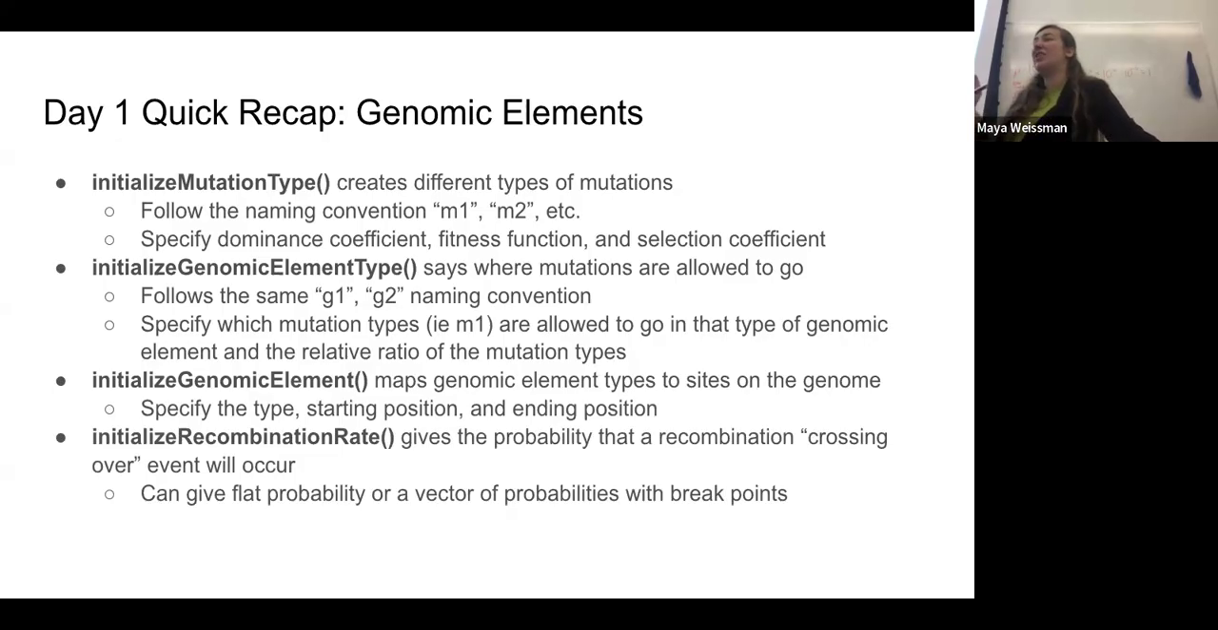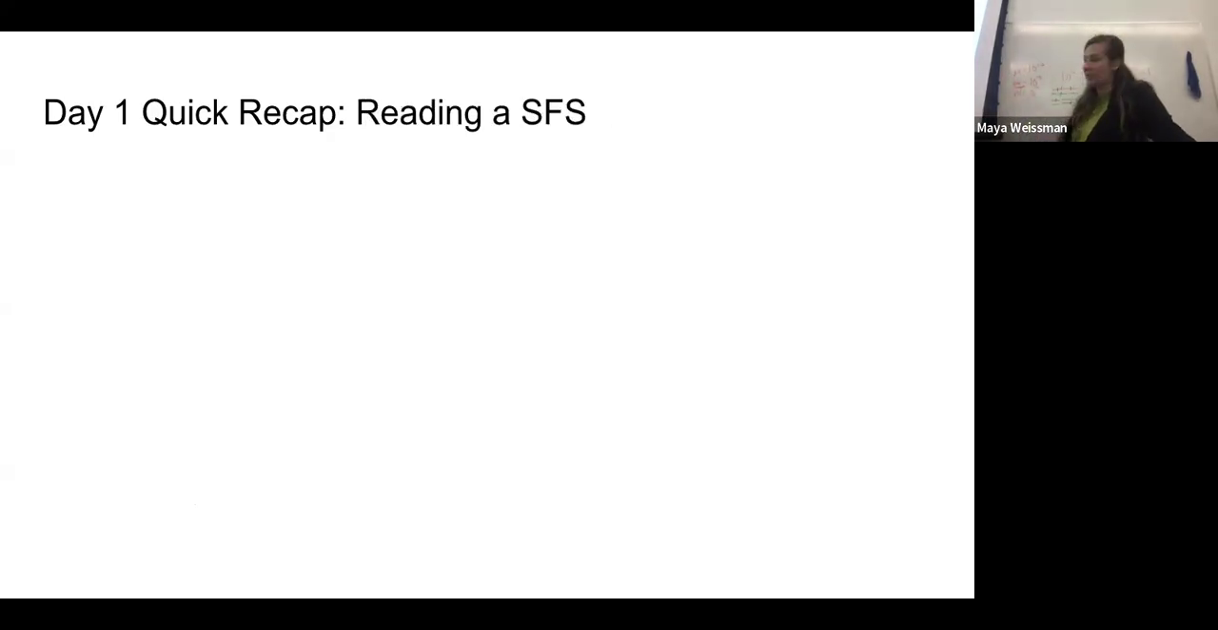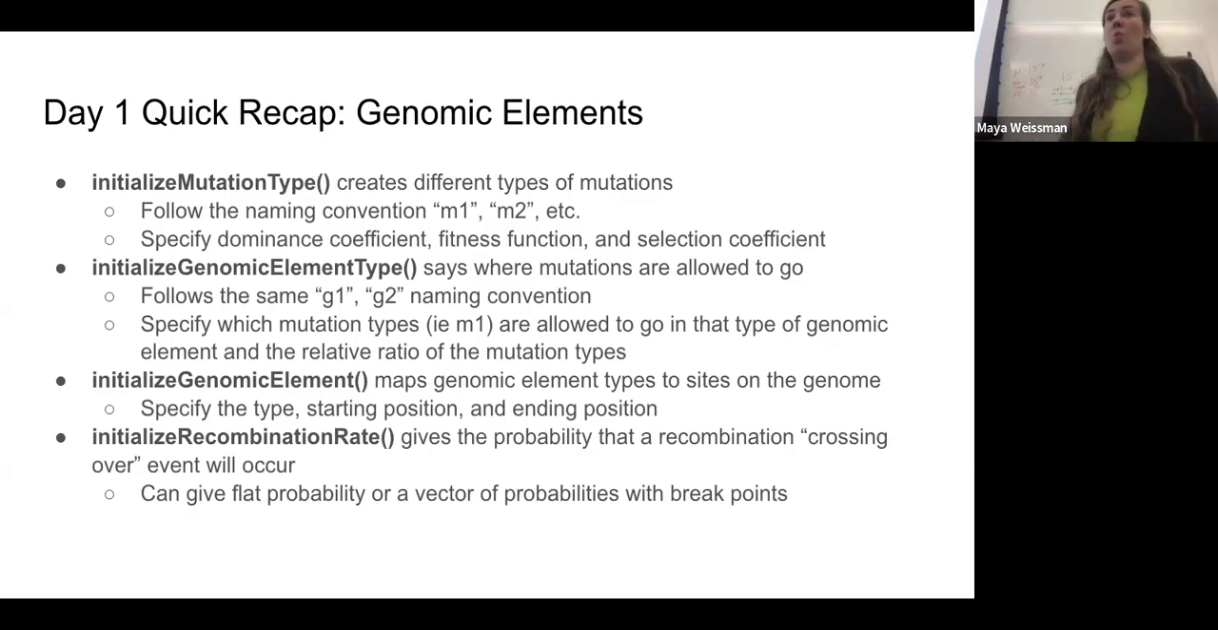If I instead want recombination hotspots, I might say that the recombination rate is 10 to the negative 6 from position 0 to 100 and 10 to the negative 3 in positions 101 to 200. And initialized mutation rate works the exact same way, where you can either give it a flat probability or chunk it up.